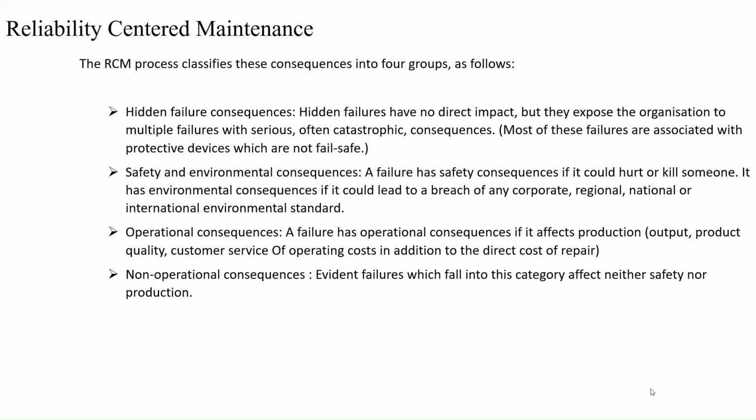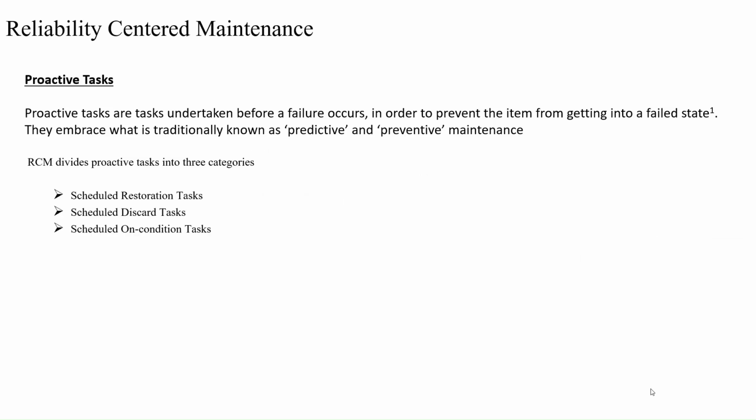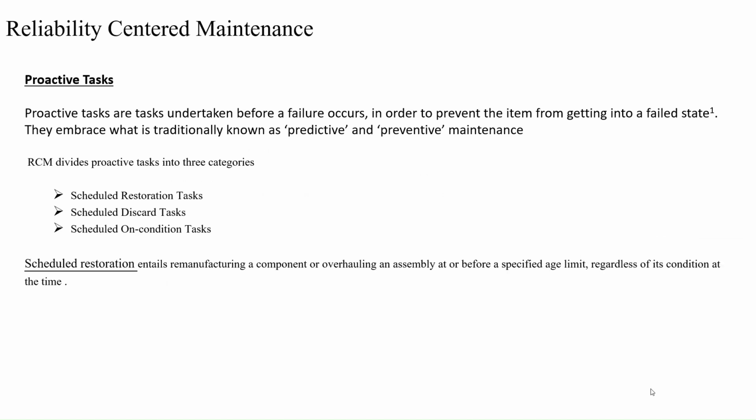Proactive tasks. A proactive task in RCM is simply any preventive task done to avoid failures. Proactive tasks are tasks undertaken before a failure occurs in order to prevent the item from getting into a failed state. They embrace what is traditionally known as predictive and preventive maintenance. RCM divides proactive tasks into three categories: scheduled restoration tasks, scheduled discard tasks, and scheduled on-condition tasks.